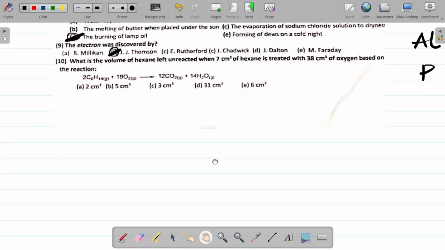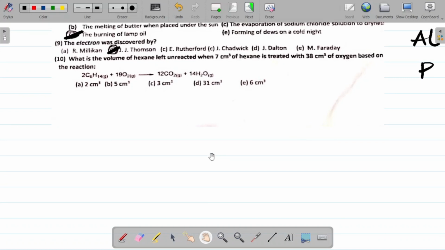But then let's solve this. How do we solve this? To solve this question here, here's what to note. The first thing is this. They said, what is the volume of hexane? They also mentioned oxygen. So they mentioned two things there. Hexane.